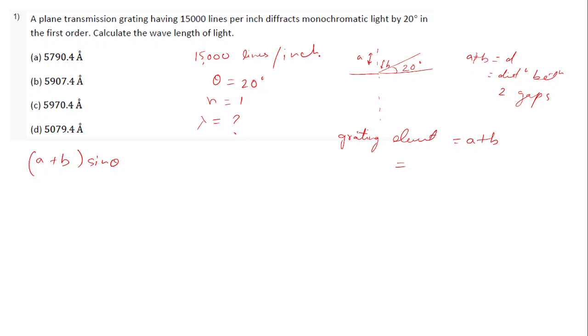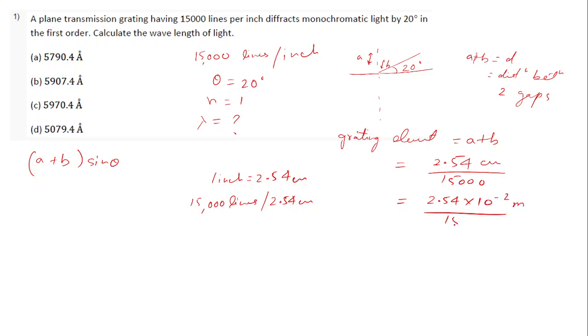Here the number of lines is 15,000 lines per inch. 1 inch is 2.54 centimeter. That means 15,000 lines per 2.54 centimeter. So the grating element will be the reverse of this, 2.54 centimeter divided by 15,000. Now if I convert centimeter into meter, this will be 2.54 times 10 to the power minus 2 meters divided by 15,000.